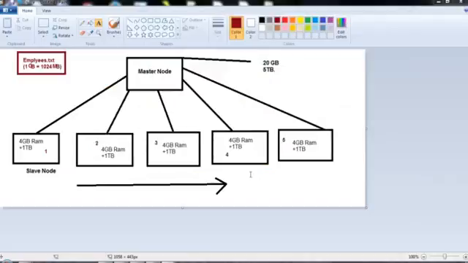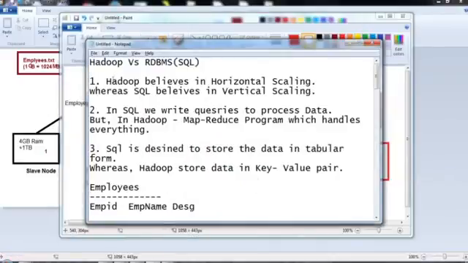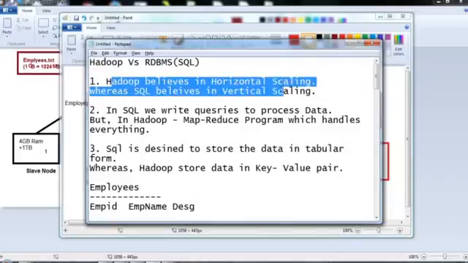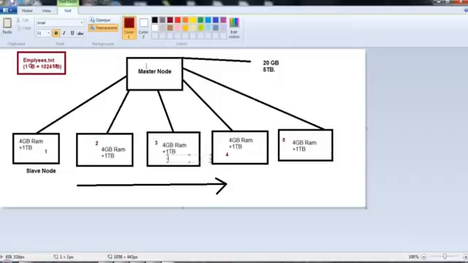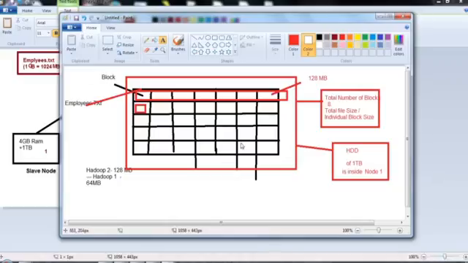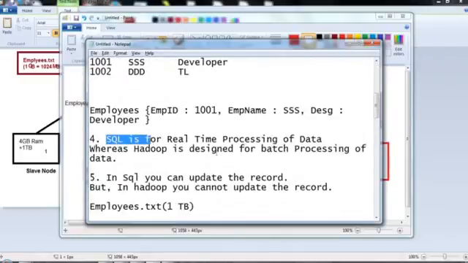Okay, so let me recap what we have discussed. We discussed the difference between Hadoop and RDBMS SQL, and we came to the conclusion that when we are dealing with big data, we will go for Hadoop, and Hadoop always believes in horizontal scaling. Horizontal scaling means adding n number of systems, or nodes, to a single node, which will act as a master node to have control over each slave node. Then we also got to know that when we are dealing with real-time data, SQL is the ideal solution for us.